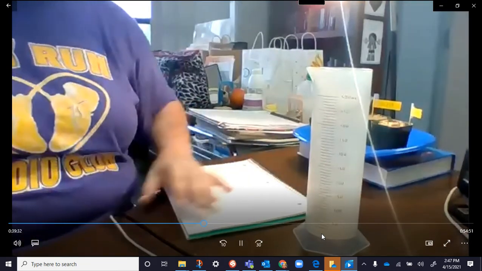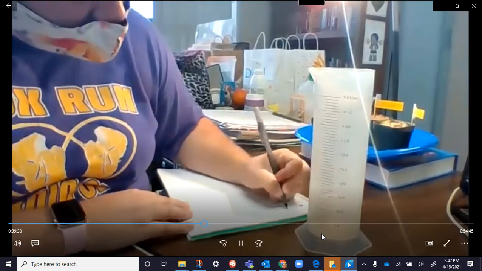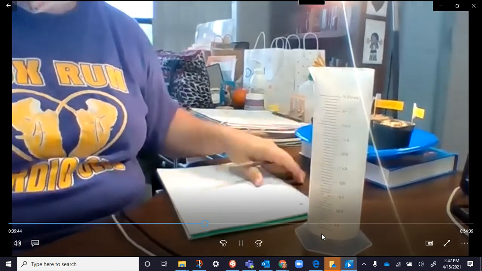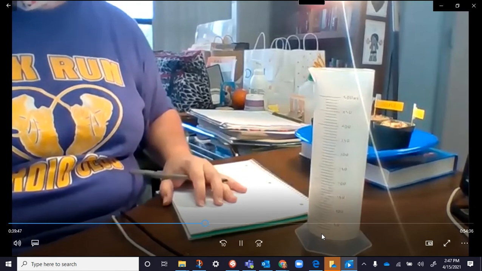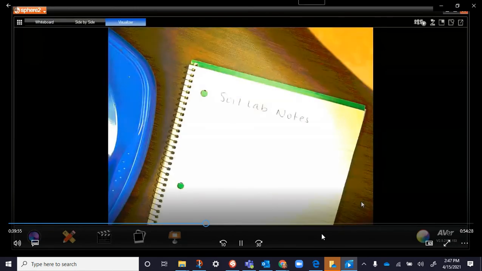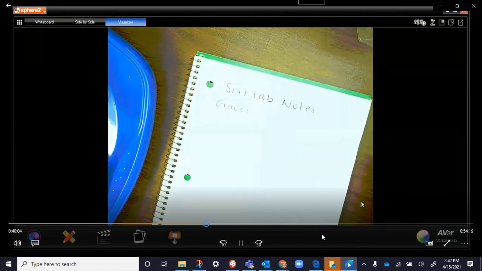We're going to add this to our notebook. So in your notebook, title it Soil Lab Notes. This one's counting by tens. So soil lab notes. And our first one is gravel. If we look at it, if it's counting by tens here, it's right at 90.